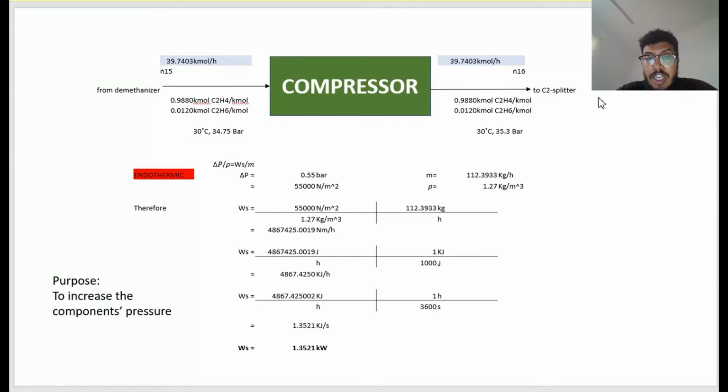I just need to mention again that the purpose of this compressor is basically to increase the component pressure. That's basically the idea of our compressor. After the compressor unit, we just go to the C2 splitter.